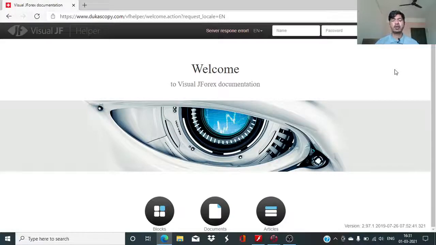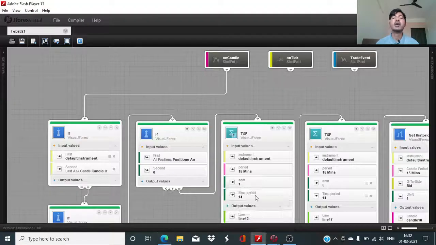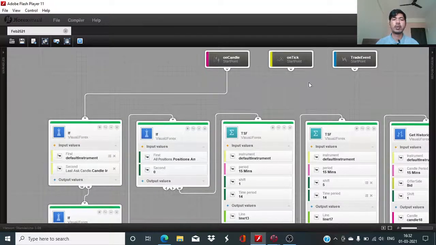In today's session of Visual Jforex, I will be continuing with the demonstration of algorithm development using the indicator named time series forecast. This is the third part, in which I will be completing the setup. We are going to build now the sell side. So let us head to the Visual Jforex board, which has been developed by the Dukascopy Bank SA.